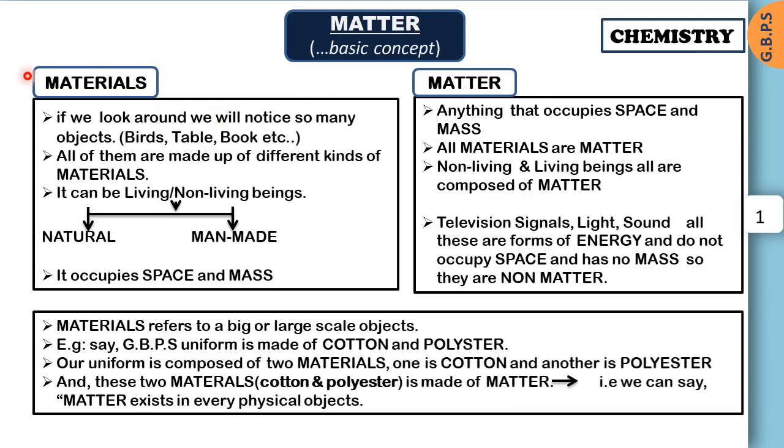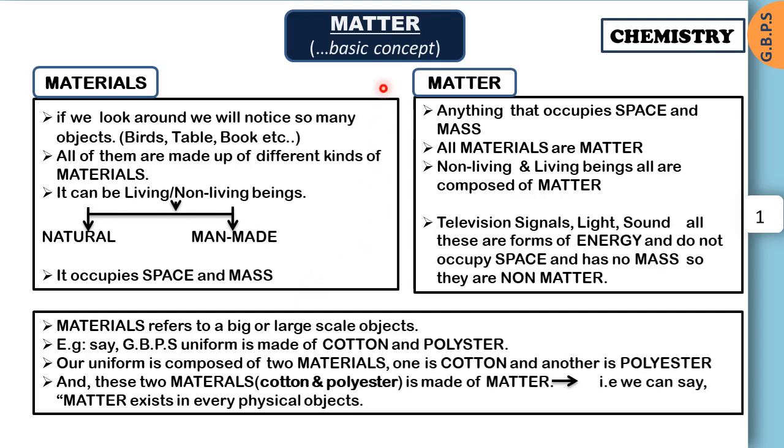Let's start with materials. If we look around, we will notice so many objects, for example birds, table, book, etc. And all of them are made up of different kinds of materials. That means the things around us are made up of materials. It can be either living or non-living beings, or we could categorize them as natural and man-made things. Also, it occupies space and mass. That is, things around us which occupy space and mass are made up of materials.